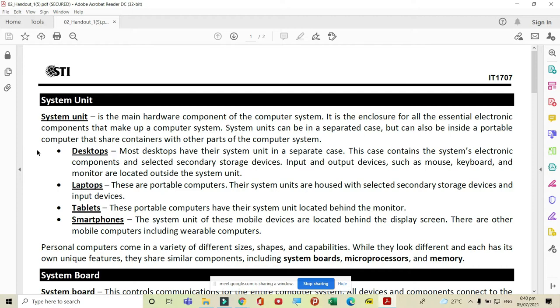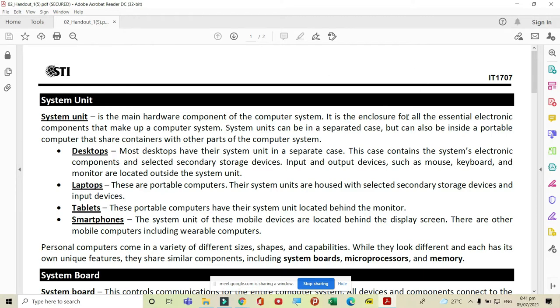So if I come across you and you tell me, sir, I always turn on the CPU, I will correct you. So the correct term is system unit, not CPU. Accordingly, the system unit is the main hardware component of the computer system. Main hardware component means that without this, you don't have a computer. Without a system unit, we cannot call it a computer system.